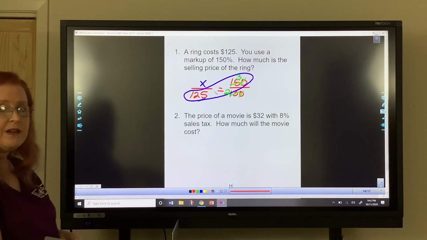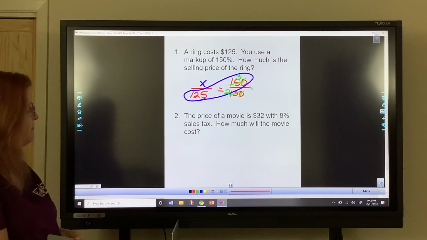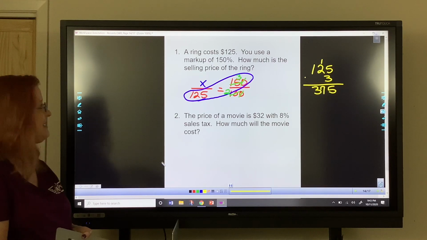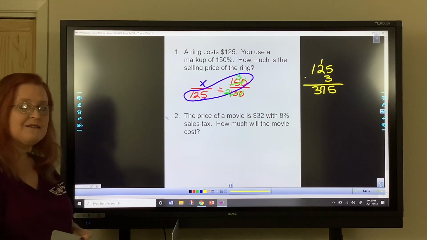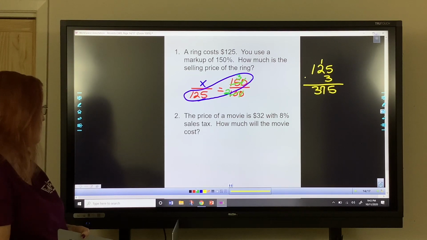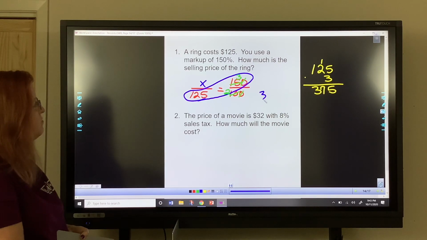Again, if you're using a calculator, just multiply it. 125 times 150, divide by 100. We're going to multiply 125 times 3. And that's 15, carry the 1, that's 7, and that's 3. So we get 375. And this time, instead of dividing by 10 or 100, we need to divide by 2. So we take 375 and divide it by 2.